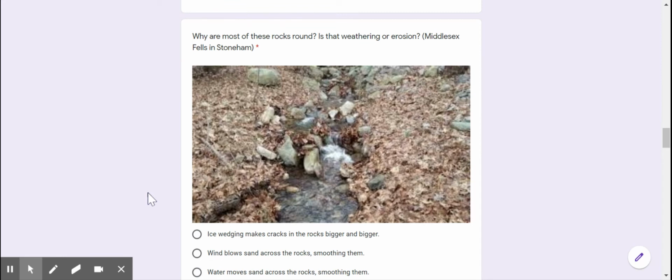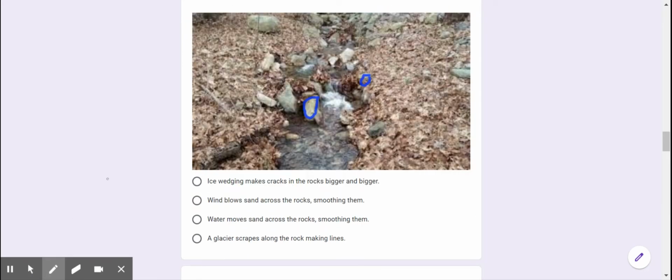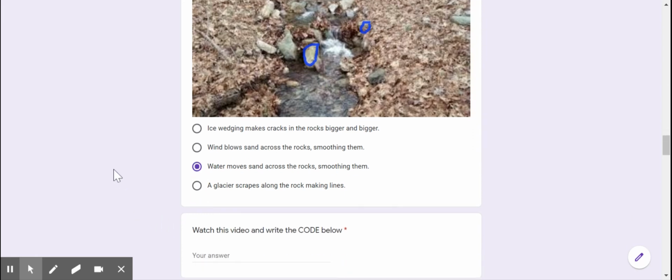Then I look down here and it asks me, why are most of these rocks round? And I am noticing that these round rocks, like you notice here, this one's pretty rounded. This one's pretty rounded. I am noticing that these round rocks are right in the water. And I think, you know what? But water by itself can't make things smooth. I know that it's actually sand, like the sandpaper made my sugar cube smooth. So I know that it must have to do actually with sand. And the sand must be moving in the water because I see a river. So I say water moves sand across the rocks, smoothing them.